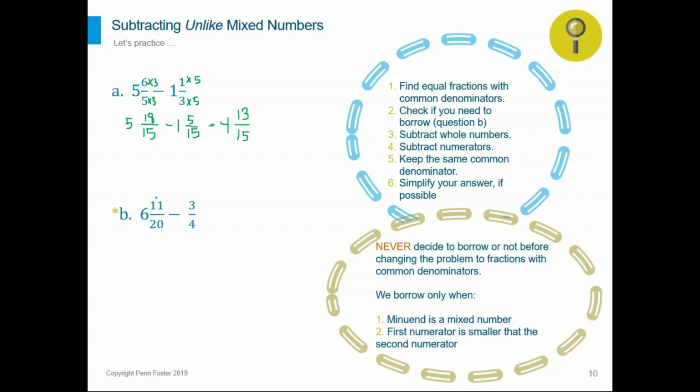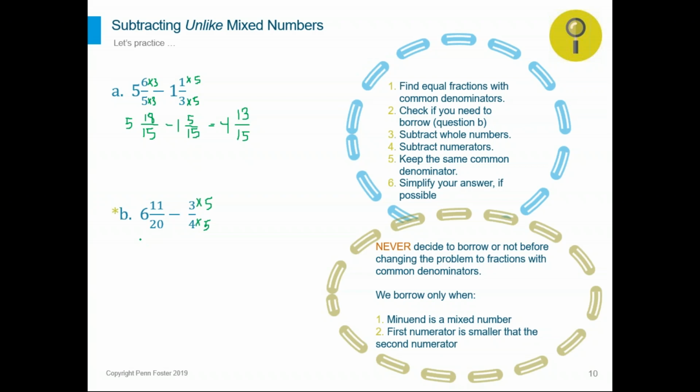Let's look at the second problem. Again, we're subtracting unlike fractions. What should we do? First step, I'm not going to judge yet if we have to borrow or not, unless we change the denominators first to like denominators or like fractions. I know that 20 is a multiple of 4. Then 20 will not change. This fraction will not change. The second fraction will change. Times 5 to make it 20 and times 5.